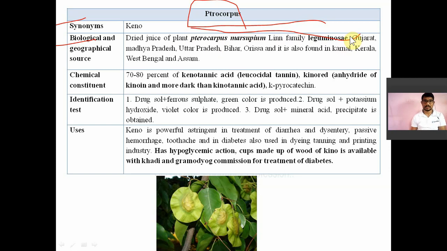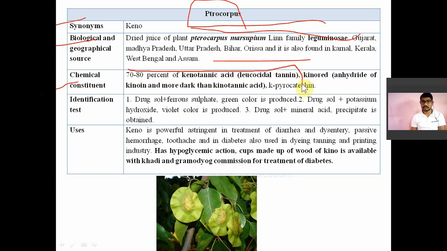It is found in Gujarat, Madhya Pradesh, Uttar Pradesh, Bihar, Odisha. It is also found in Karnataka, Kerala, West Bengal, Assam. What are the chemical constituents? 70 to 80% kinotannic acid. It is a leucocidal tannin.